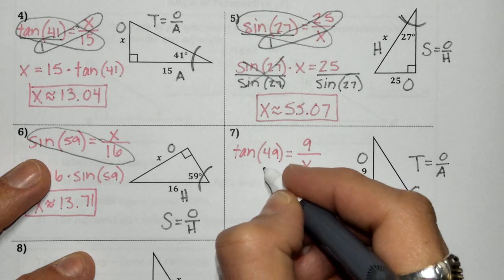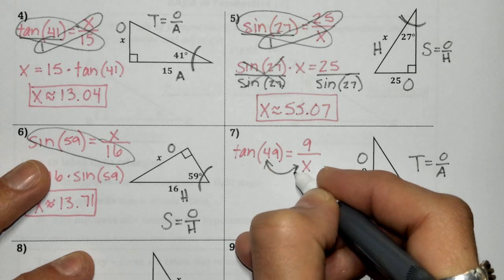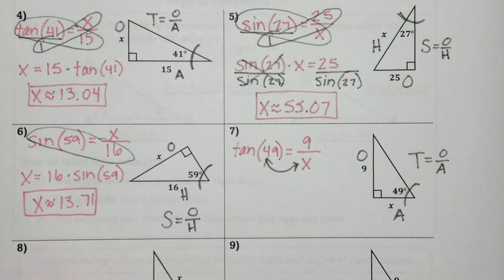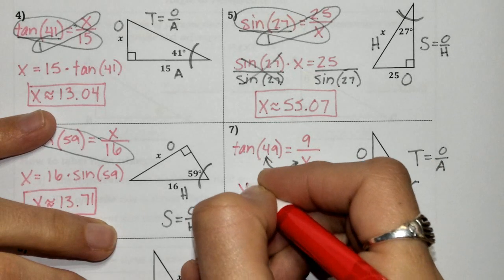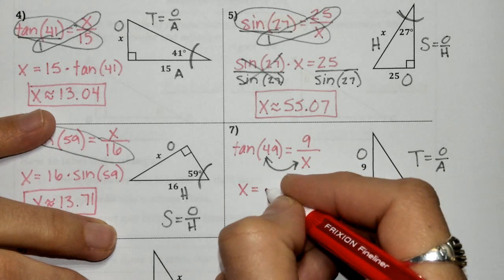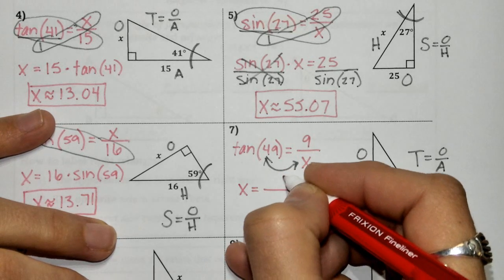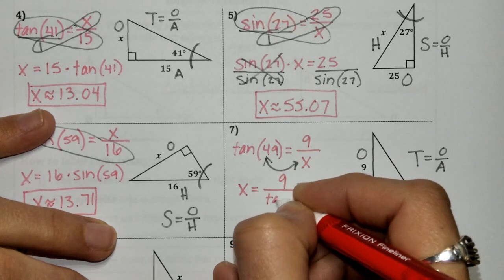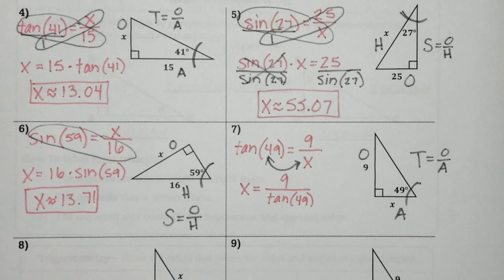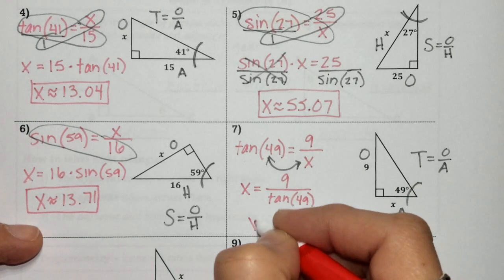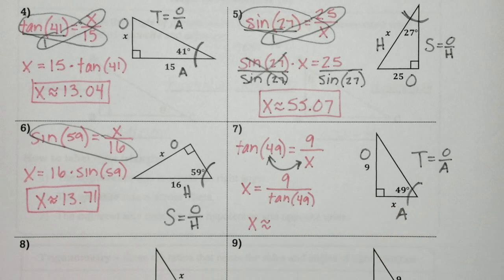Denominator divides. What happens is you're going to take these, you're going to switch them, and you're going to wind up with the x is now over here on the left, and the tangent of 49, here's your 9 up top, your tangent of 49 is now over here in the denominator. Okay? So switch and divide. We'll go ahead and plug this into our calculator.